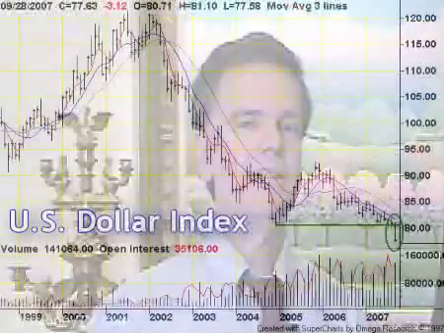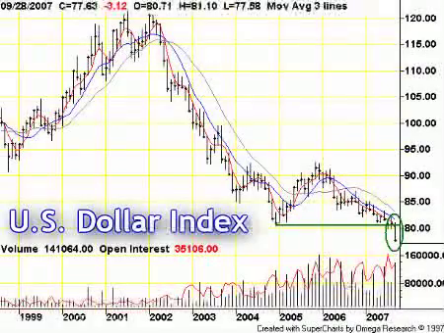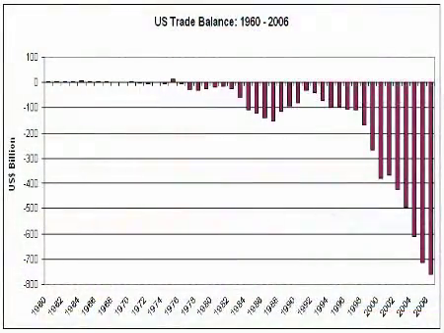If you just look at a dollar chart, you will see the dollar has been going down since 2002. In fact, it's lost about 35% of its high during the Bush administration so far. And we don't know where the bottom is going to be. And you will see that the trade deficit at the same time has been growing by leaps and bounds. Now, in theory, this cannot happen. However, it is happening in reality.